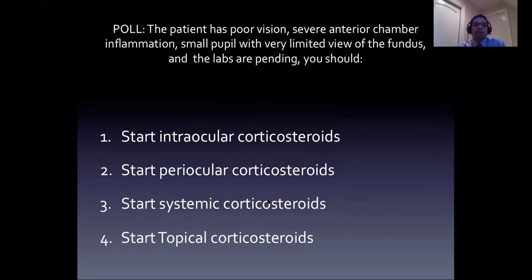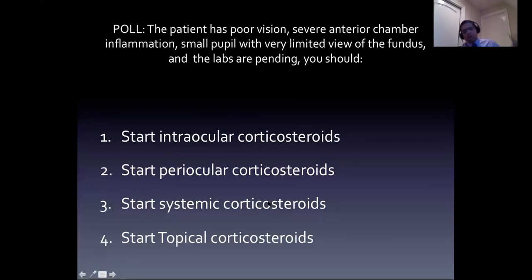Next poll question. The patient has poor vision, severe anterior segment inflammation, and a small pupil with a very limited view of the fundus, and the labs are pending. You've done a laboratory evaluation. You don't know what the etiology of the inflammation is. What should you do to treat this patient? Their inflammation is very severe. Should you, number one, start intraocular steroids? Number two, start periocular steroids. Number three, start systemic steroids. Number four, start topical steroids. What's the safest thing to do? And that's really the gist of the question.